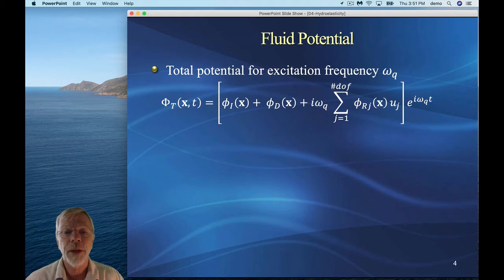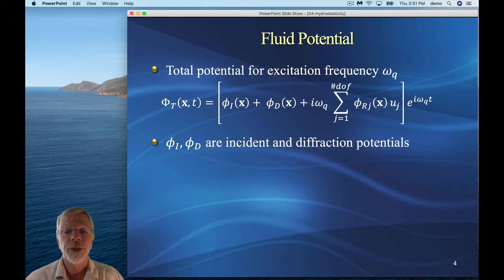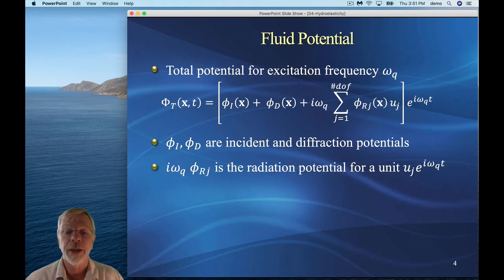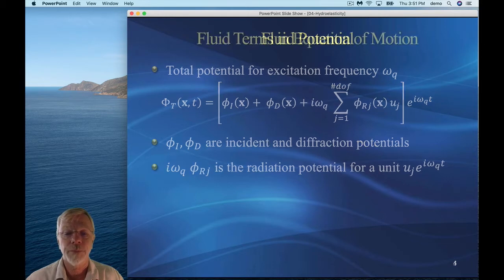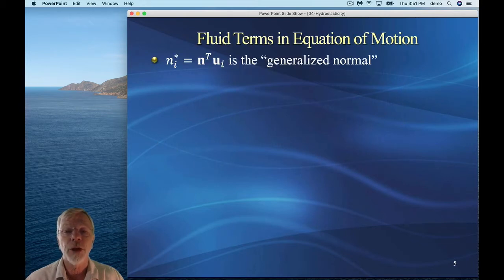So the fluid potential can be written in the following way. The term in brackets covers the spatial variation of the fluid potential, and the e to the i omega q t gives us the time harmonic variation for wave frequency omega q. Phi sub I and phi sub d are the incident and diffraction potentials, and the i omega q phi rj are the radiation potentials. Phi rj is the radiation potential for a unit uj e to the i omega q t. In other words, these are the waves radiated by the structure experiencing a displacement specified by u sub j with the time harmonic. So the fluid terms in the equation of motion are obtained as follows.